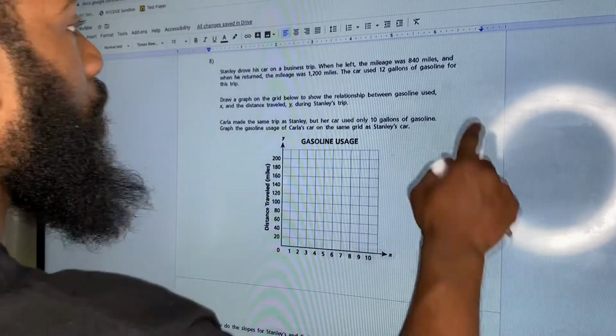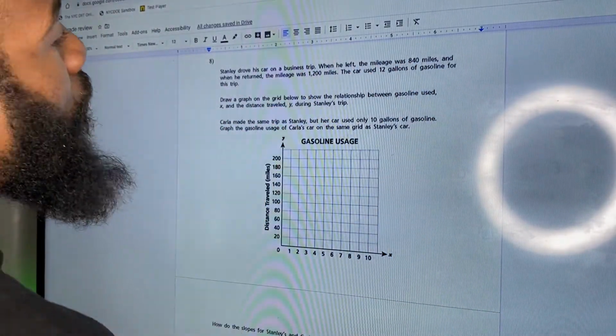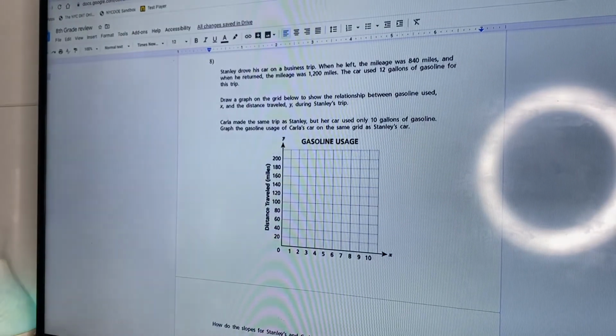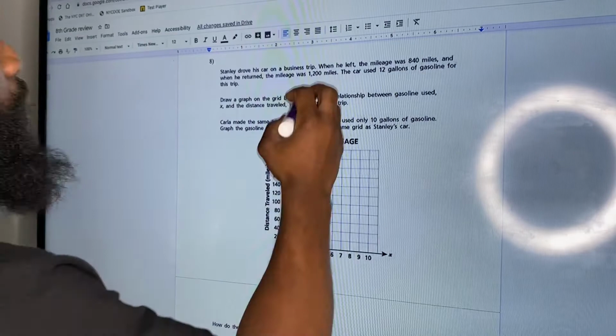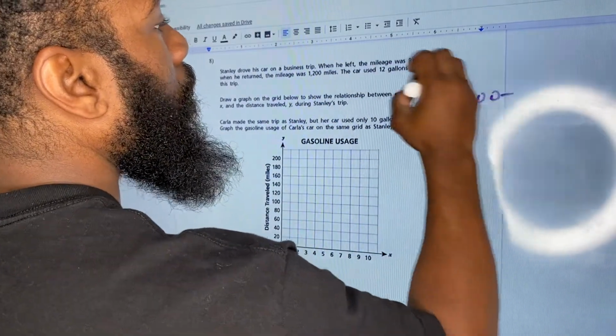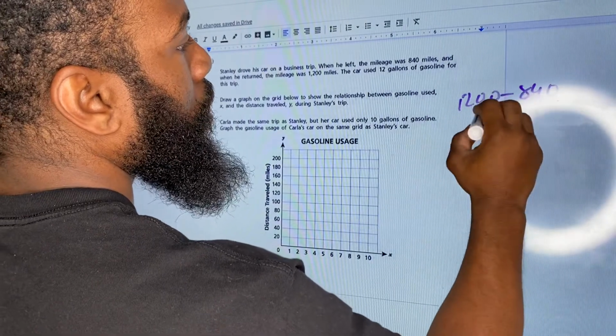So here, when he left, he had 840. When he returned, the mileage was 1,200. This shows you what they started with and what they ended with. We don't know how many miles they traveled. So to do that, you take what they ended with minus what they started with. And I believe you get 360.